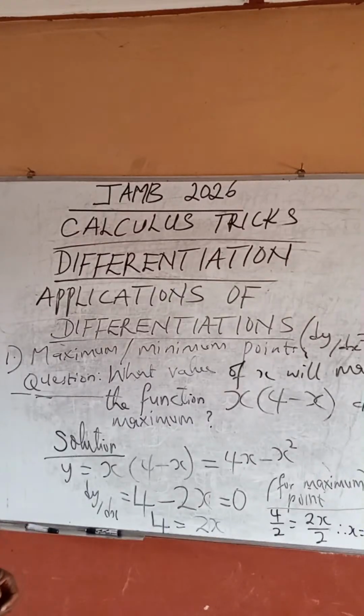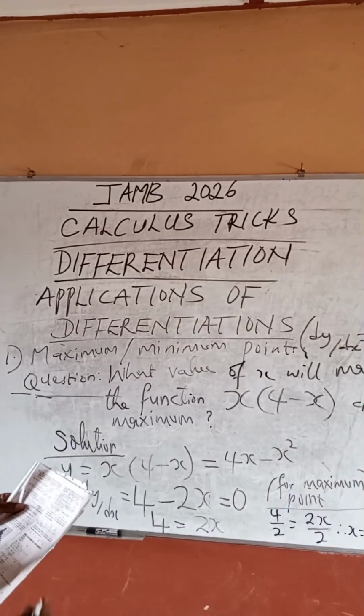Okay, on this area, JAMB cannot escape from this. It's like JAMB is entangled to this kind of place. So now let me write another question on minimum.